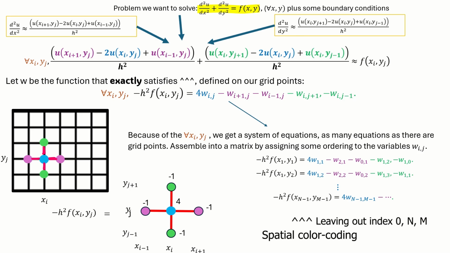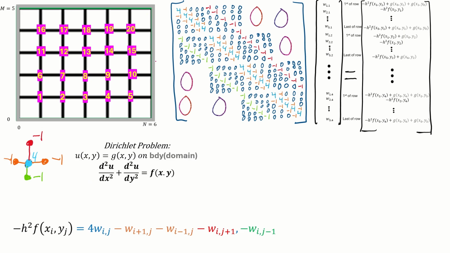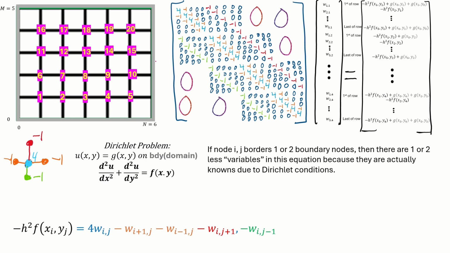As with any system of linear equations, we can assemble our equations into a single matrix equation, where we've assigned some ordering to our grid points. The order in this case is such that we go from the left to the right and from the bottom spatial row to the top spatial row. Note that for some of the equations, there are actually less than 4 variables, because in this example we have Dirichlet boundary conditions, meaning any values that occur on the boundary are actually knowns and not variables. In those cases, they need to be moved to the right-hand side vector.